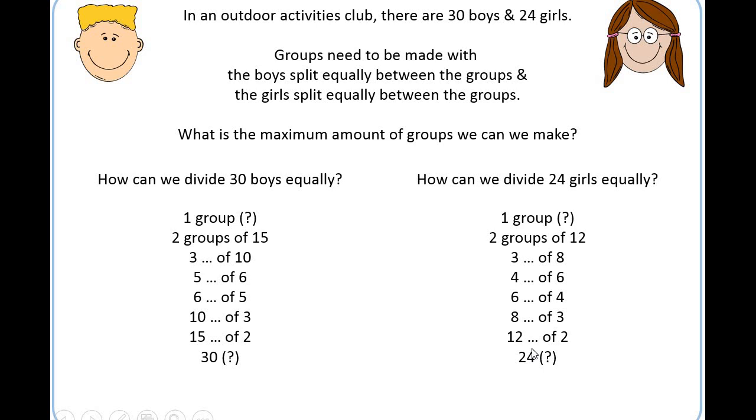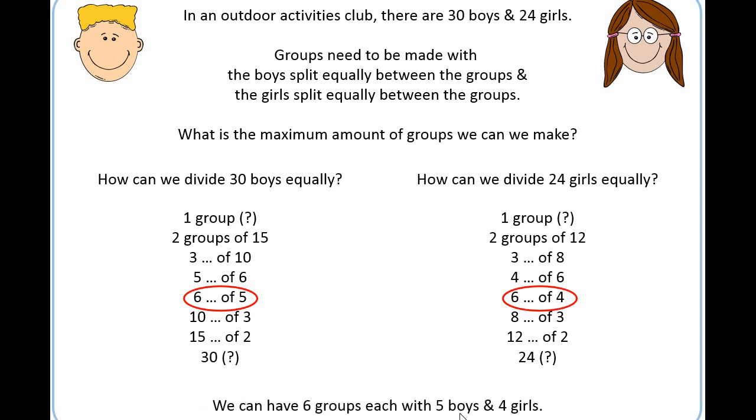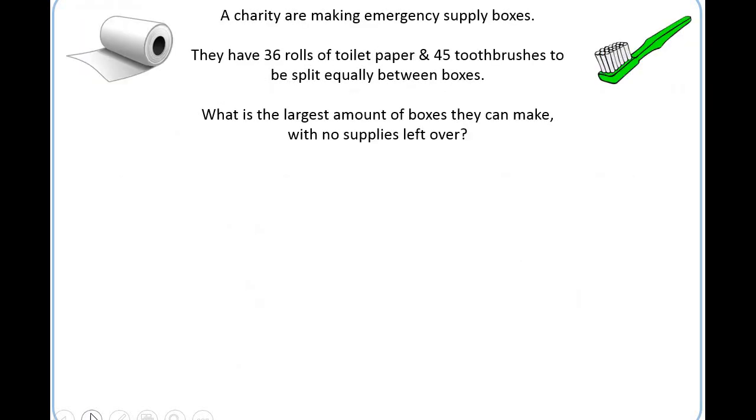So we want the biggest number of groups and we want the same number appearing there. So can you see we could have 6 groups of 5 boys and 6 groups of 4 girls. So each group would then have 5 boys and 4 girls in, and there'd be none left over. There'd be no boys or girls left over.